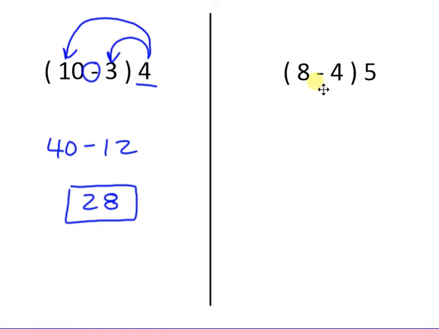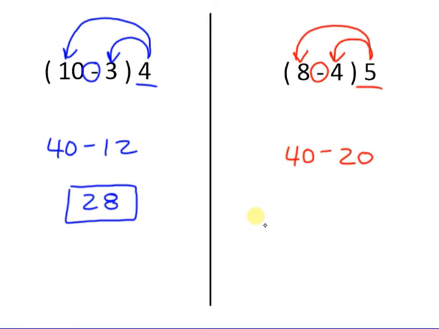Here again we have 8 minus 4 in parentheses, and our number that we're distributing is on the outside. It's on the right-hand side, but we're going to go ahead and distribute to the first number in the parentheses first. 8 times 5 is 40. Here's a subtraction sign. Bring it down. 5 times 4 is 20. 40 minus 20 is 20.